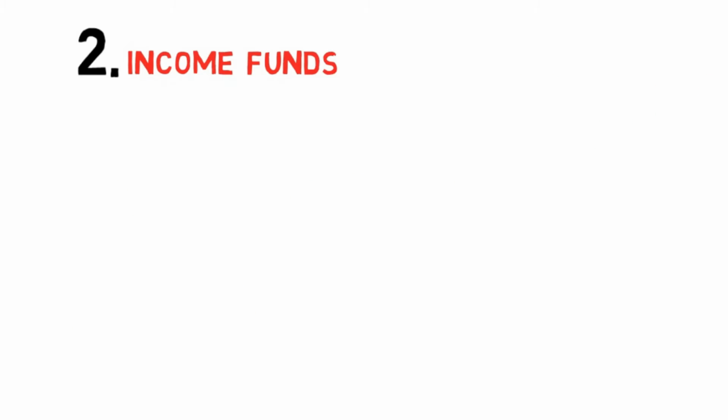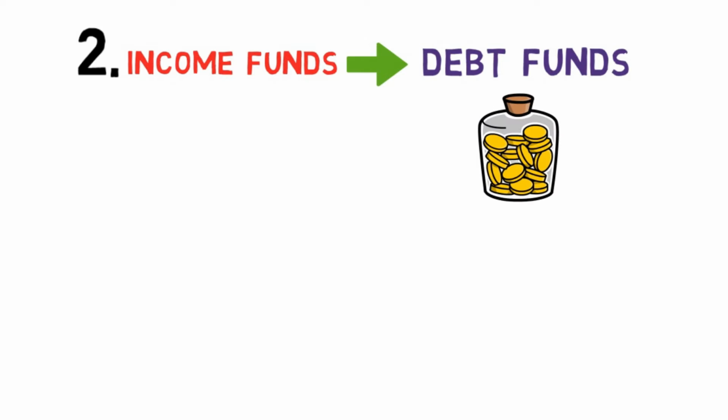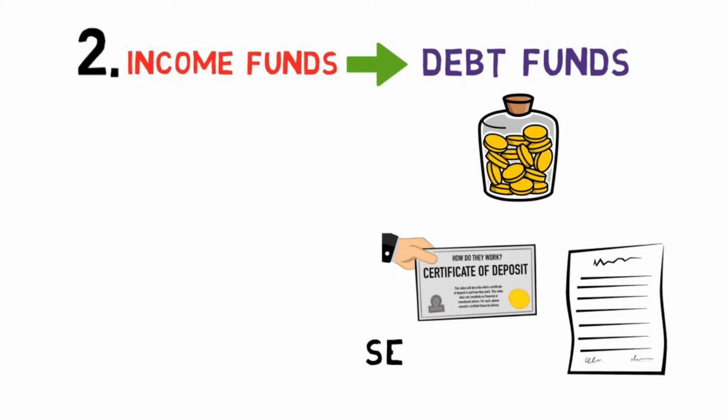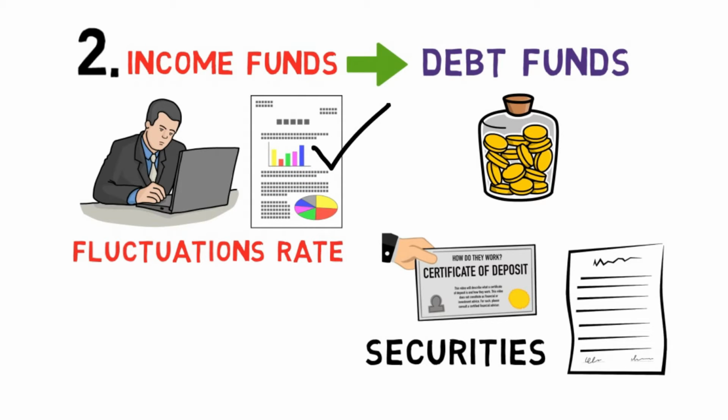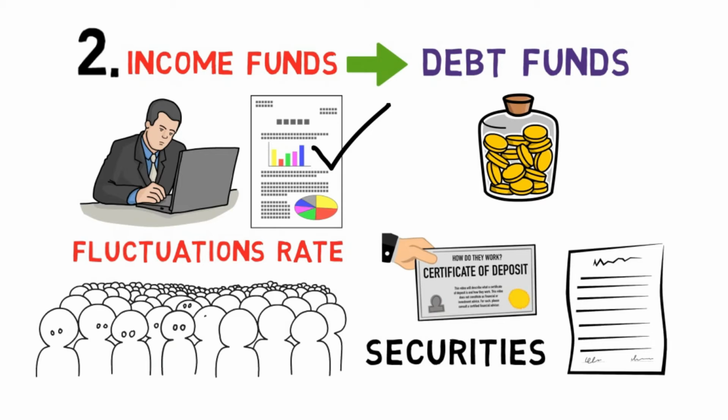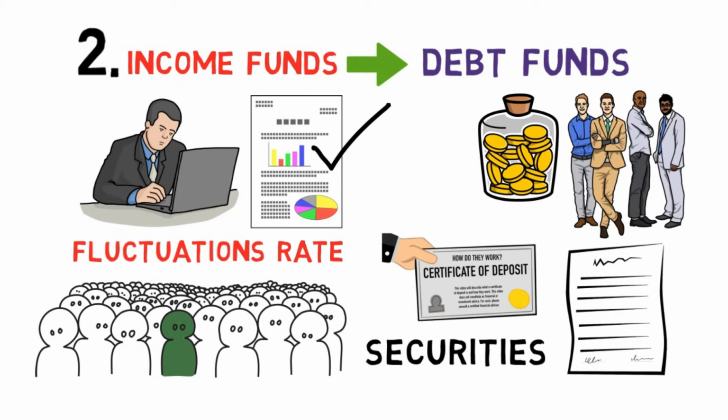Number 2, income funds. Income funds belong to the family of debt mutual funds that distribute their money in a mix of bonds, certificate of deposits, and securities, among others. Managed by skilled fund managers who keep the portfolio in control with the fluctuations rate without compromising the portfolio's strength. Income funds have historically earned investors better returns than deposits. They are best suited for risk-averse investors with a 2 or 3 years perspective.